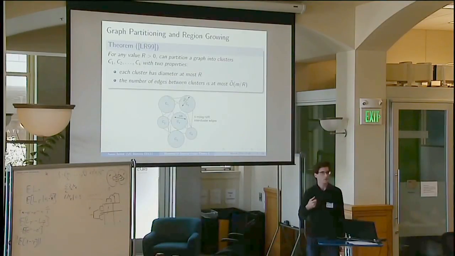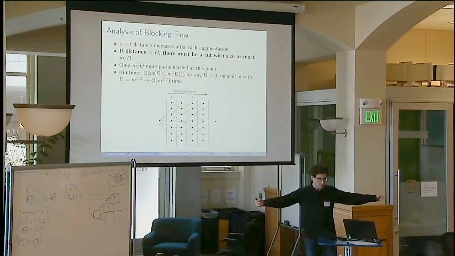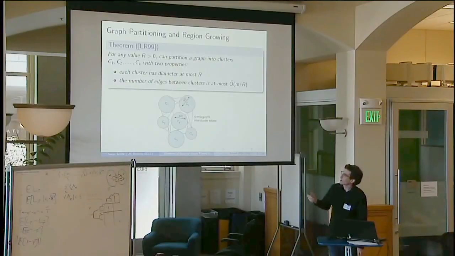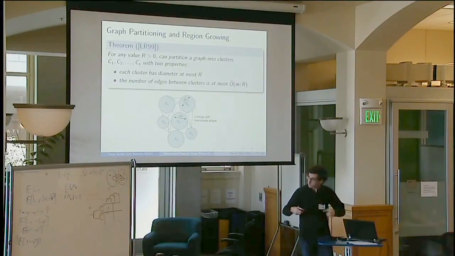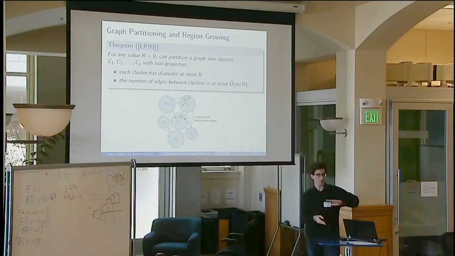So the key phenomenon here, the graph theoretic phenomenon, was that if two vertices are far apart, there's a small cut. And it turns out that we can generalize this to get a provable graph partitioning result. Given a graph, you can cluster it into some number of clusters such that the diameter of each cluster is at most r, and the number of edges between clusters is at most m over r. So basically, this has the same flavor of guarantee that we had before. There's a trade-off between the diameter of clusters and the number of edges between clusters.